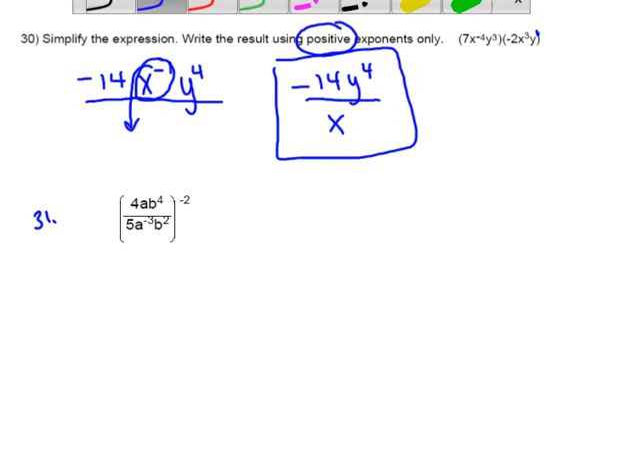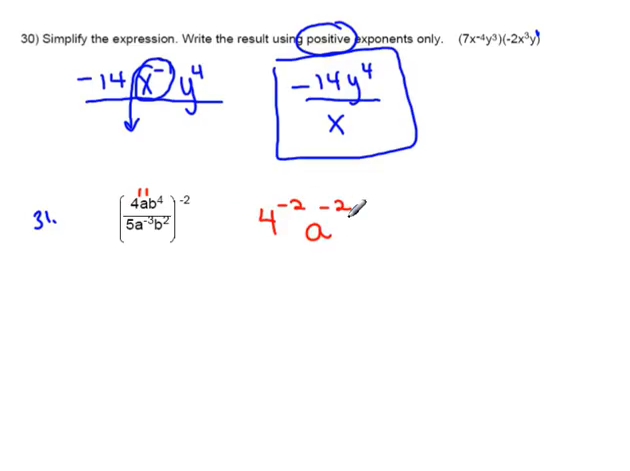Now for number 32, there's more than one way to do this problem. My way is what I'll use this time, but there's more than one way, and your way could be just as valid. What I'm going to do is raise each term here to that power. So 4 to the negative 2, a to the negative 2, b to the fourth to the negative 2. Recall we're doing power to a power, so you multiply the exponents. So I'm going to get 4 to the negative 2, a to the negative 2, b to the negative 8.